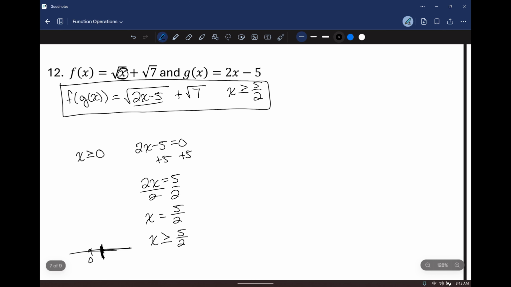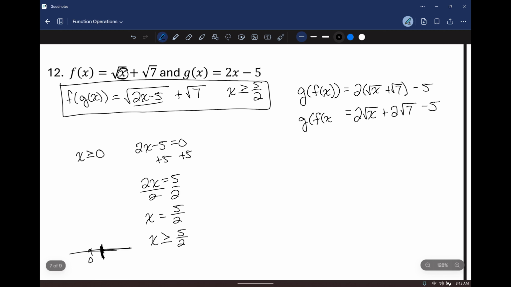All right, and then we're going to go ahead and do g of f of x. So I'm going to write down g and put a parenthesis where the x is, and then replace it with f, which is square root of x plus square root of 7. And then I'm going to simplify. So I have 2 times the square root of x plus 2 times the square root of 7 minus 5. There's nothing that I can combine there. All right, but I do have that x underneath the root. So I know that x has to be greater than or equal to 0 to avoid those negatives.